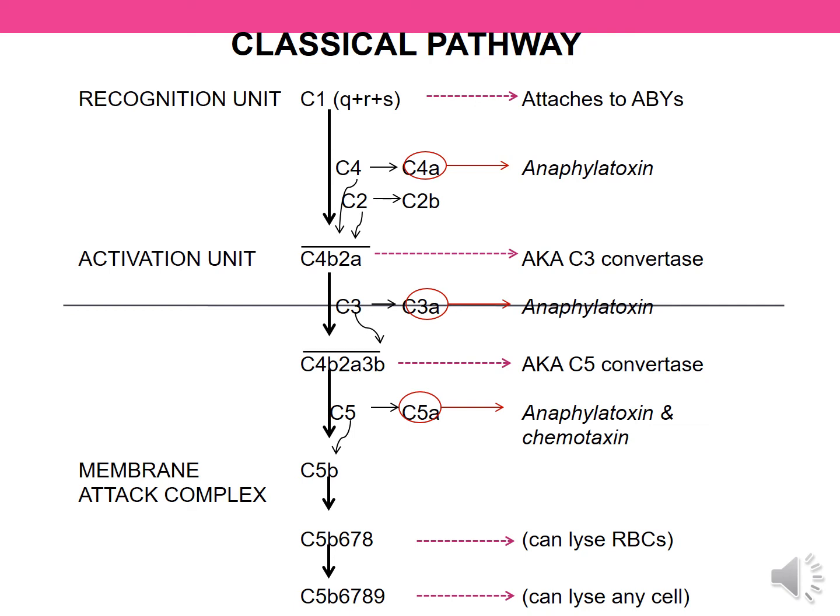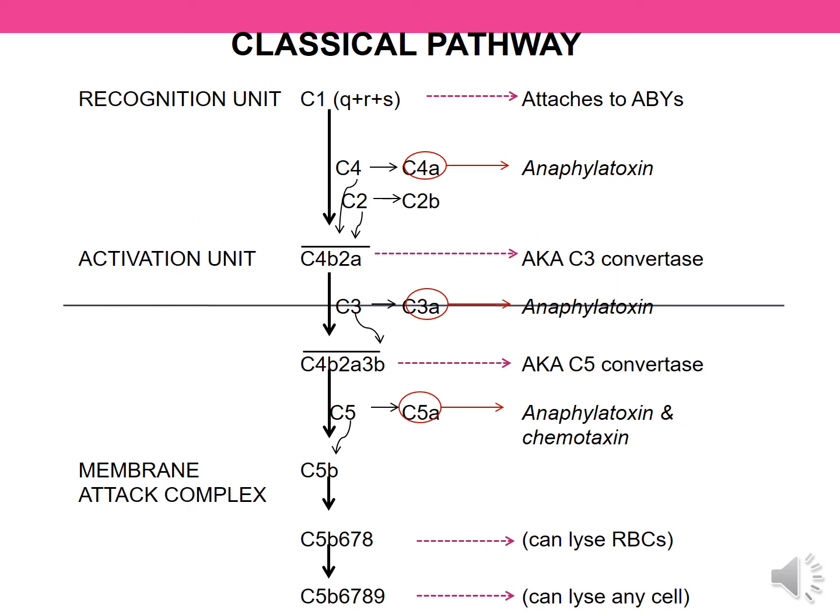And this will create the C4b2a3b enzyme, also known as C5 convertase. Alright, now our C5 convertase will then cleave C5 into C5a and C5b. C5a will diffuse away, and C5b will attach itself to the target cell membrane.